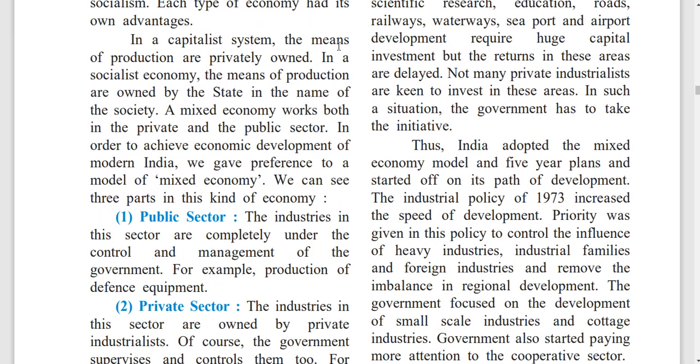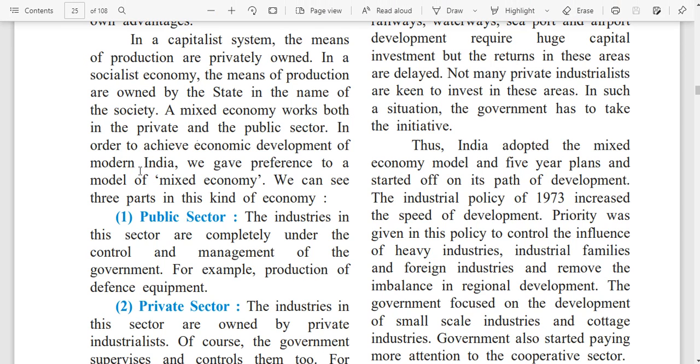In the capitalist system, the means of production are privately owned. In a socialist economy, the means of production are owned by the state in the name of society. The mixed economy works both in the private and the public sector. In order to achieve economic development of modern India, we gave preference to a model of mixed economy. We can see three parts in this kind of economy.